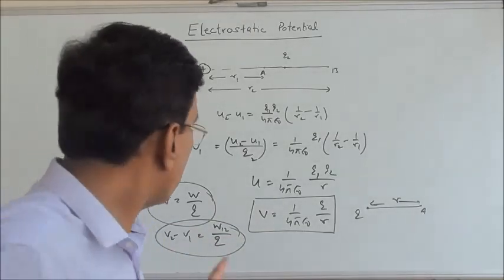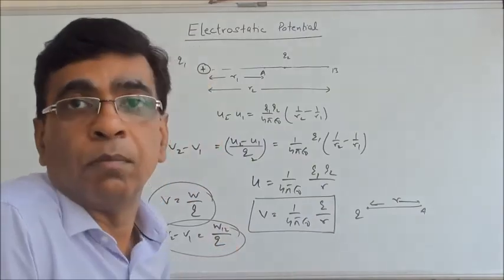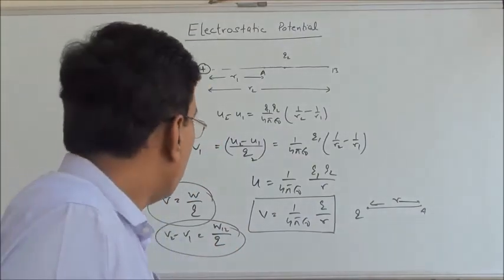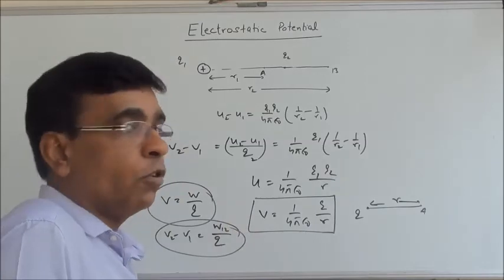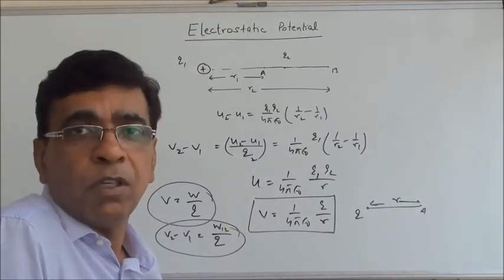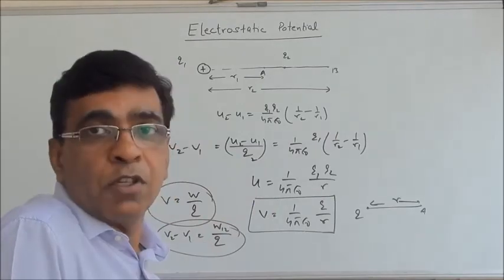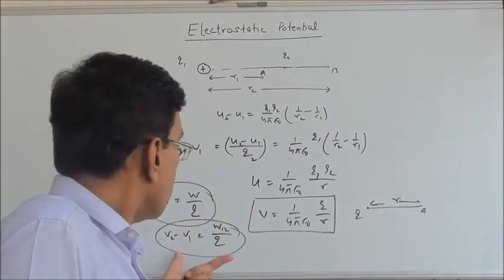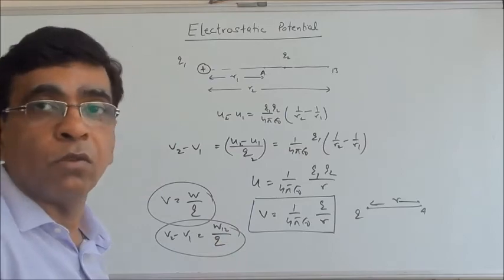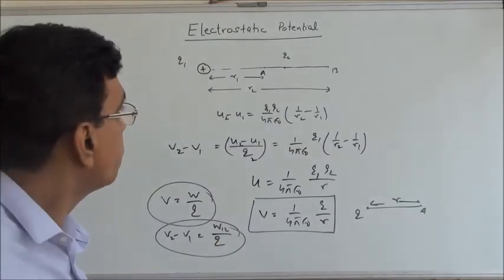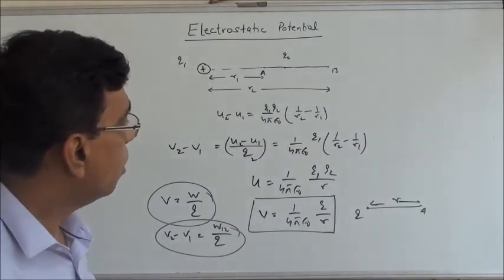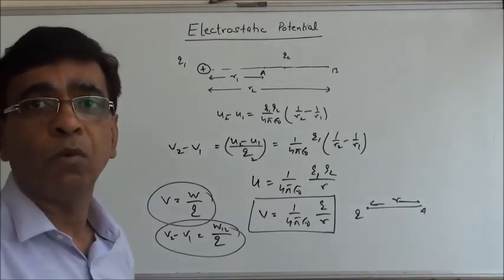It is a scalar quantity. What will be the unit? Joules per coulomb. We can find out its dimensional formula. Joule will be force into distance, ML2T minus 2, Q will be AT, and we can work out the dimensional formula also. It is measured in joule per coulomb, also called volts. So that's all about the potential due to a point charge.